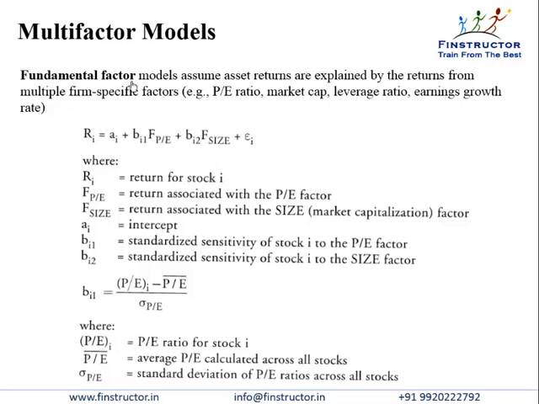Fundamental factor models, as the second category, assume asset returns are not dependent so much on macro variables, rather they are explained by the returns from multiple firm-specific factors. So the PE ratio of the company, the market cap of the company, the leverage ratio, earnings growth, etc., decide the return that that company will give.